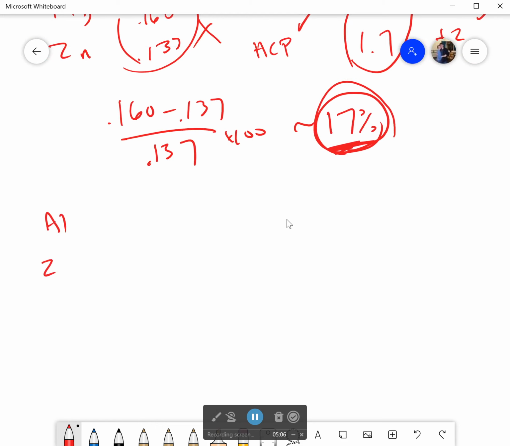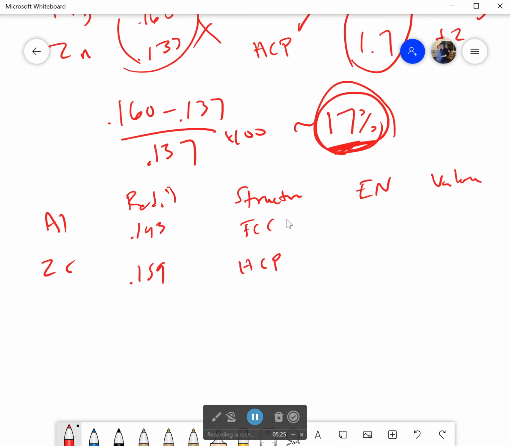So we have aluminum right here and zirconium. And we have our radii, structure, electronegativity, and valence. So we have 0.143 and 0.159, FCC and hexagonal close packed, 1.5, 1.2, +3, +4. Now, if we're doing the percent difference, it'll be around 11%. That's not perfect, but we'll give it a check minus.